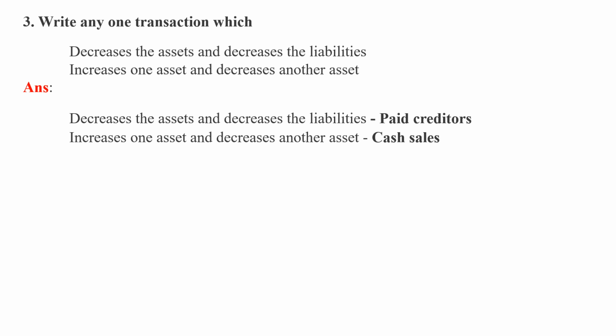And increase in one asset and decrease in another asset, that is cash sales. So when we sell for cash, the sales cash comes in to us, that is an asset, and decrease in another asset, that means the stock, the goods is going out, the same worth. So if you are not getting enough time, just pause the video and write, okay.